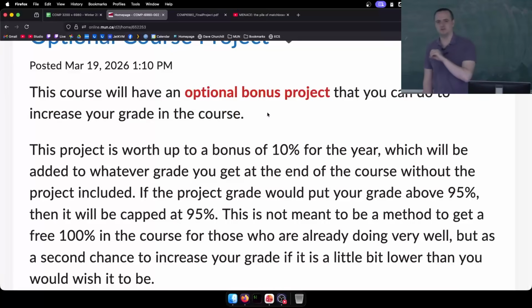This course will have an optional bonus project that you can do to increase the grade in your course. The reason I only do this for the grad students is because there's way too many undergrads, and I don't want to burden you with an optional project, and I don't want to mark them, honestly.